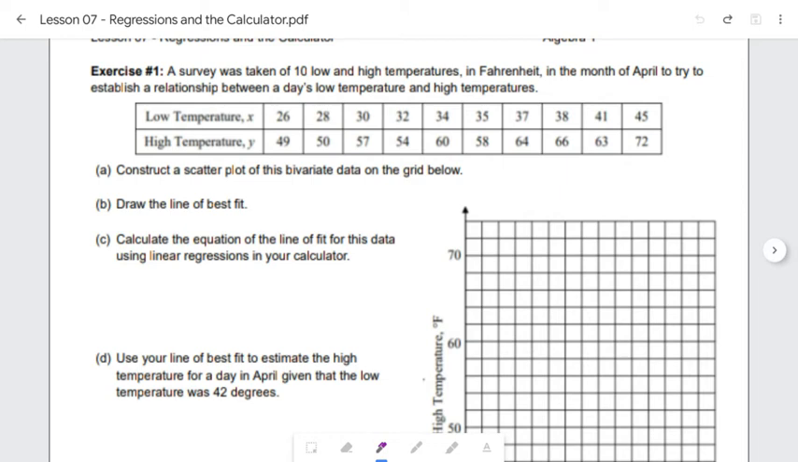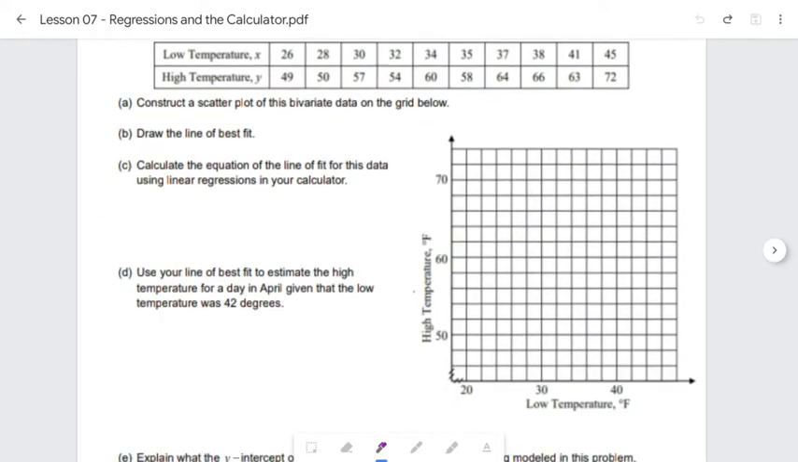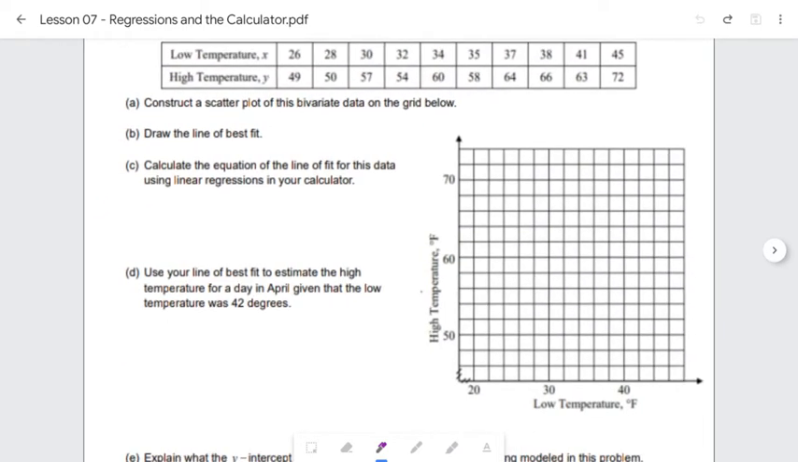So first, we're going to construct a scatter plot of this bivariate data. Now, that's a very fancy way of just saying that there's two things we looked at. So bivariate, two variations of data. Now, we worked with the two-way tables last time, so we know when we're looking at two things at once, but we're going to construct this scatter plot just by plotting these points. Now, we're looking at the low temperatures being my x value and my high temperatures being the y value.